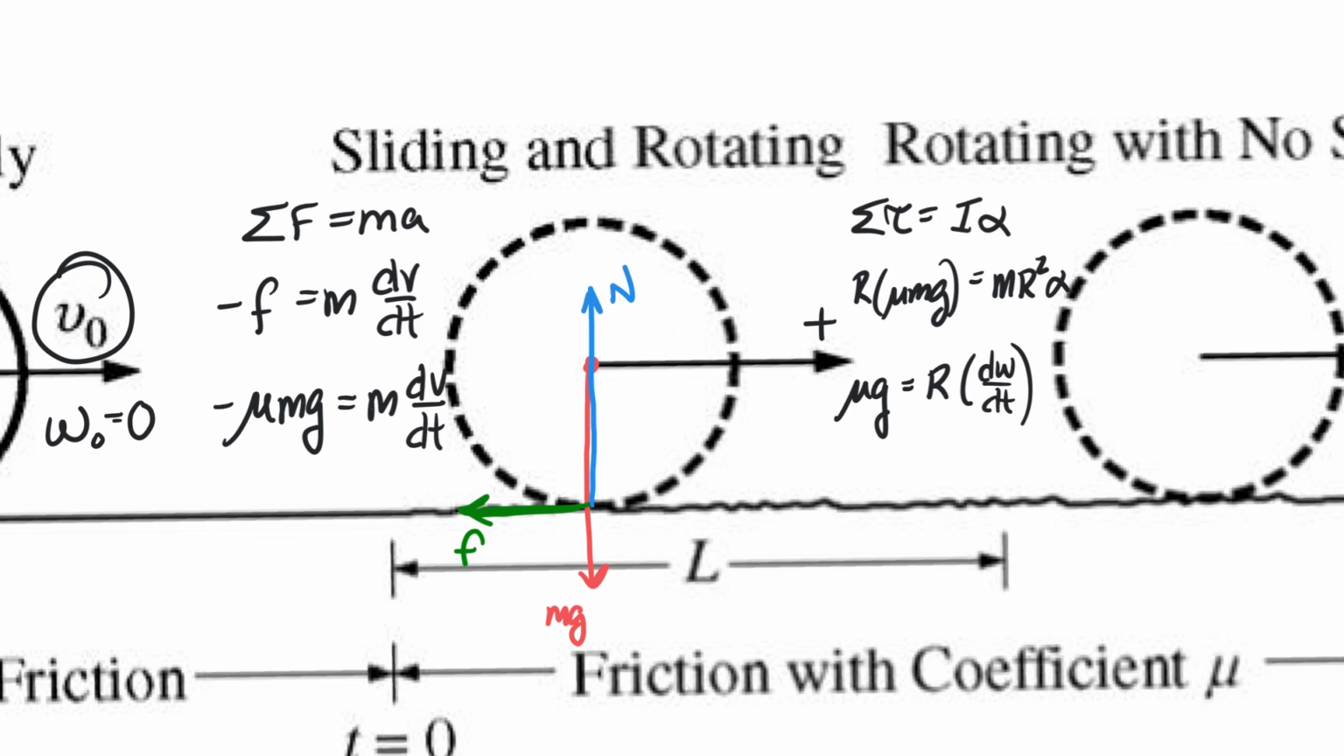Which one? I don't believe so. I believe that this torque is going to cause the wheel to increase its rotational speed. Would you agree? Yeah, it's going to cause it to spin in this direction. So I think we move on to the next part.